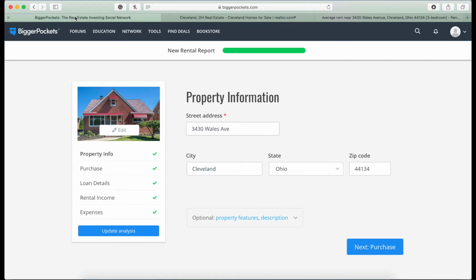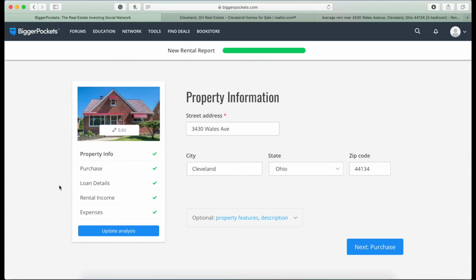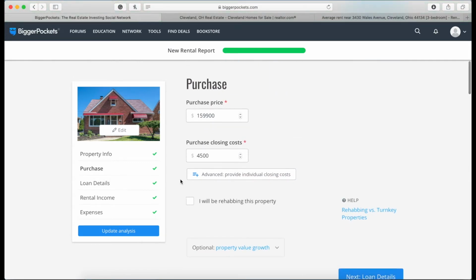So I went to the BiggerPockets rental property calculator. I went to Tools and then clicked on Rental Property, and then I started filling in the information. So here's the street address. I added a photo from the realtor.com website, and if you keep going, the purchase price, so here's what they're asking. The purchase closing costs are going to vary a lot. I see anywhere between about 1 to 5% that people end up paying in closing costs. And that all depends on what type of financing you're getting and a whole bunch of other factors. So in this case, I just chose a middle value of about 3%. And so that comes out to about $4,500.